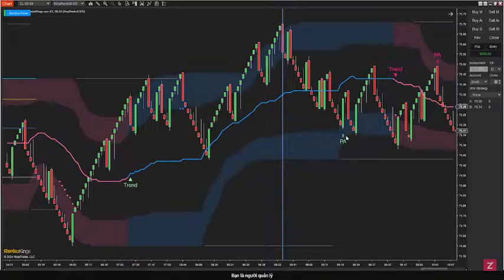The signal is printed upon bar close. So this signal doesn't appear here on the bottom, it appears here. When this bar closes, the opening of the following bar will paint this signal. Okay, that's as far as that.